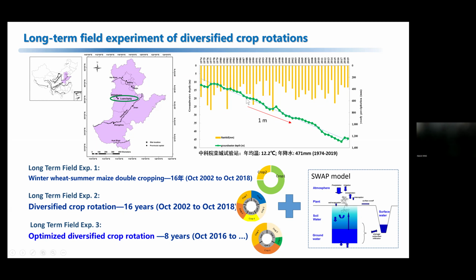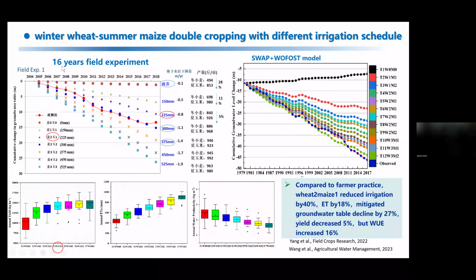So let's see our results. Based on the 6-year field experiment, we found that whatever irrigation schedule you use, as long as you irrigate, the groundwater table will decline. Compared to the farmer practice, we found that using 2 irrigations in the winter wheat growing season and one irrigation for summer maize can reduce the irrigation amount by about 40%, and reduce the whole year's water consumption, which we call ET, by almost 20%. It also mitigated the groundwater table decline, and water productivity, meaning water use efficiency, also increased 60%.